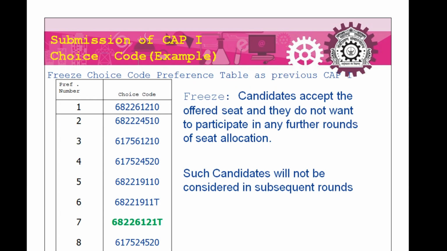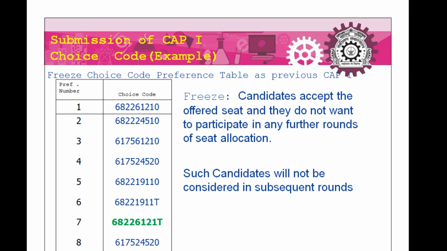Let us see with an example what the meaning of freeze is. Suppose the student has given 8 choices, out of which the 7th allotment has been done to the student. If the student is happy with this option and wants to freeze it, that is, wants to take admission in this particular college, then he can select the freeze option. If the student gets the first choice, then it will be auto freeze. That means the student won't be able to participate in further rounds and will have to take admission in the first choice which has been mentioned.